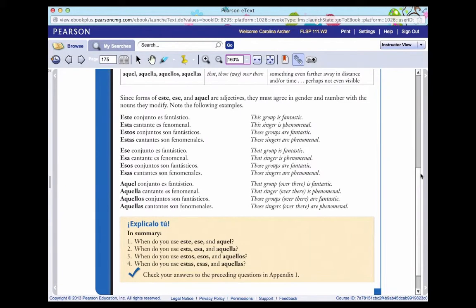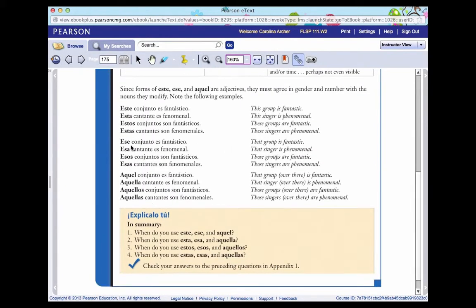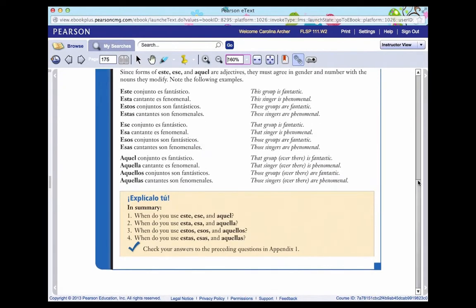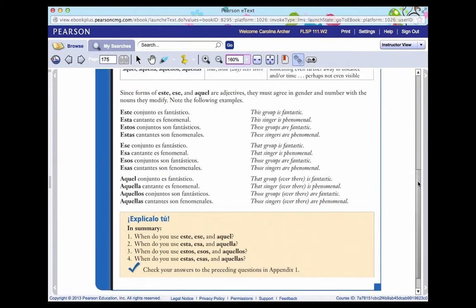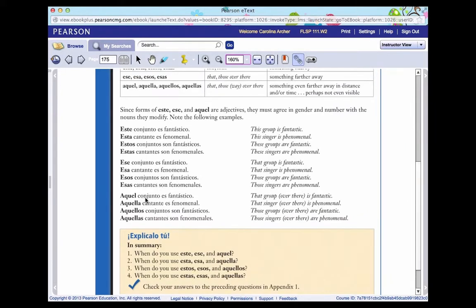Okay? Now we go a little farther away. We use ese conjunto, that group over there. That group is fantastic. Esa cantante, esos conjuntos, esas cantantes. And that group over there, even farther away, aquel conjunto es fantástico, aquella cantante es fenomenal, aquellos conjuntos son fantásticos, aquellas cantantes son fenomenales. So everything that modifies the noun has to agree with it in number and gender, both the demonstrative adjectives and the adjectives that are describing.